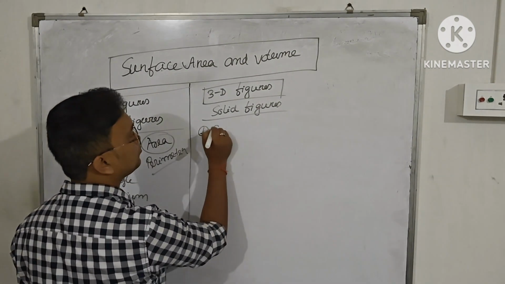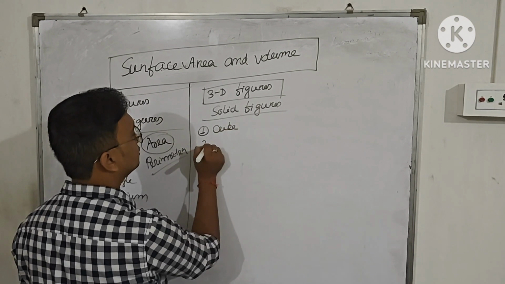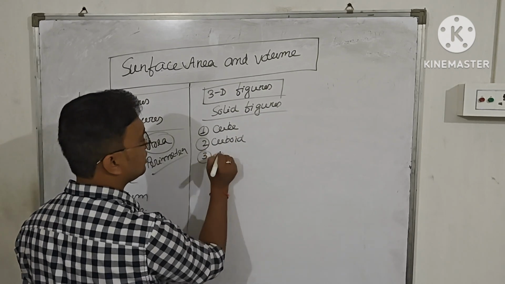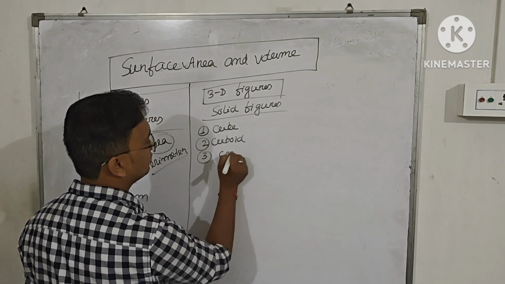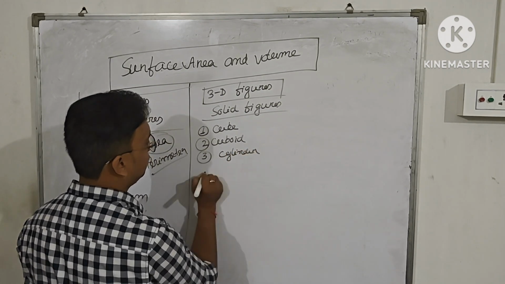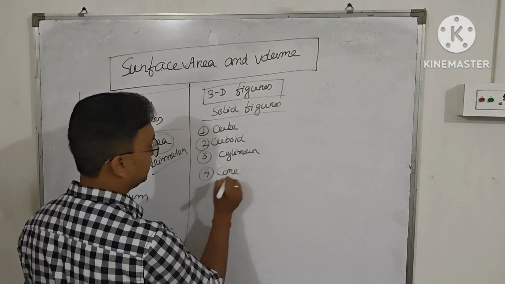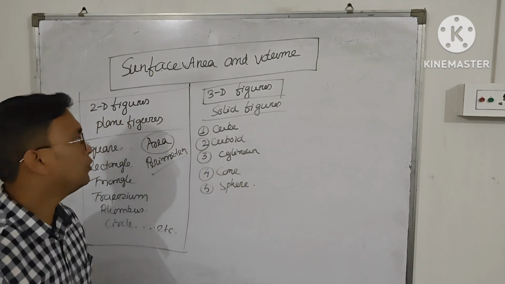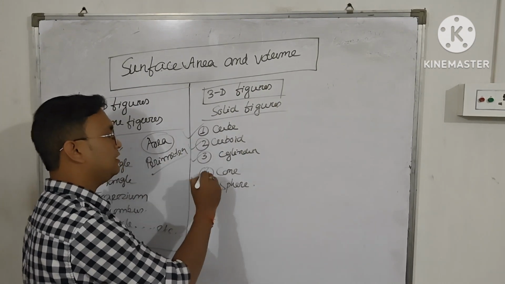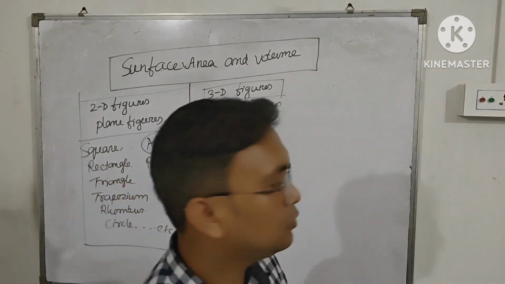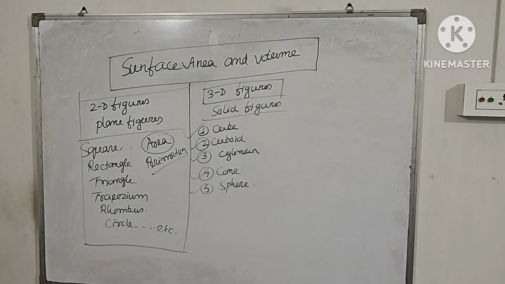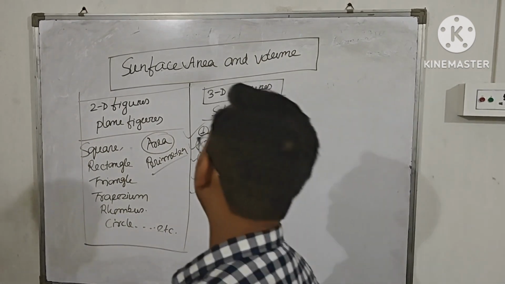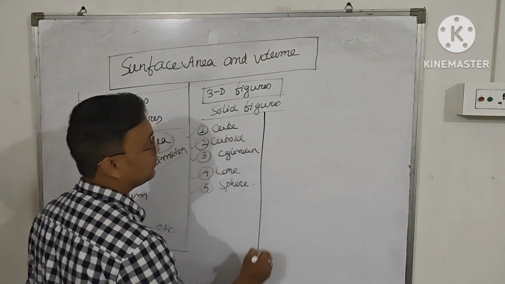Yes, first one is cube, second one is cuboid, third one is cylinder, fourth one is cone, and fifth one is sphere. Okay, so one by one I will explain every figure with their respective formulas. If you want to write this, you can write this. Now one by one I want to explain the formulas with the figures.